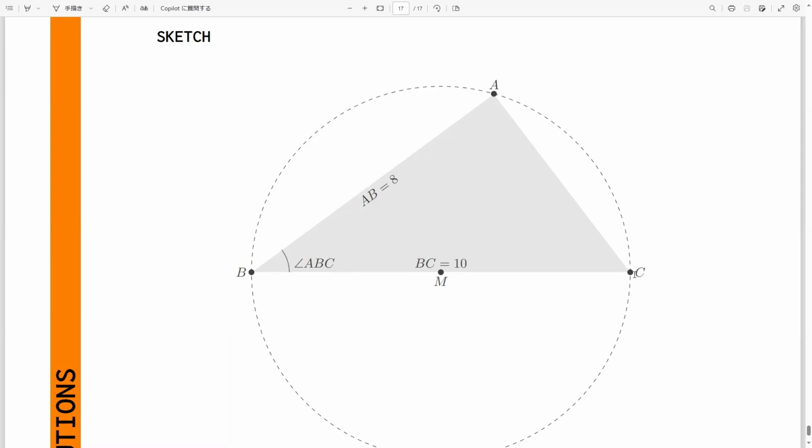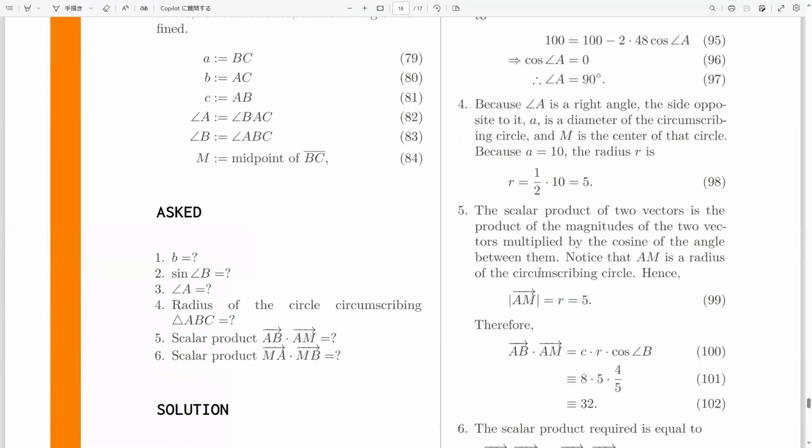And we can immediately see that that diameter is 10 from the given. And therefore, the radius, which is equal to BM, is going to be 5. MC is also a radius, so that's also 5. And MA is also a radius, so that's also 5. So we get 5, 5, and 5, and that's the radius. In fact, we are asked about the radius in the fourth question here, and we already said it's 5, so we have that. Now, the fifth problem asks about the scalar product of AB and AM.